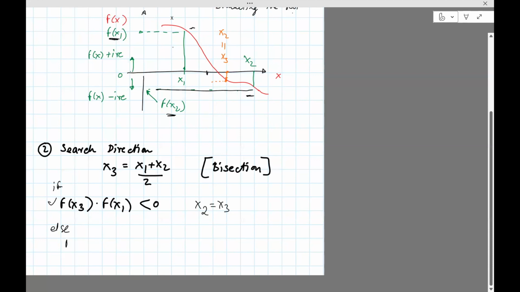Else, you clearly know that the other identity is true. So f of x1 will be replaced with x3. And then you just keep doing number 2. Step 2 just keeps going until you reach a point where f of x3 or f of x2, whichever you have, meets the termination criteria which you determine.